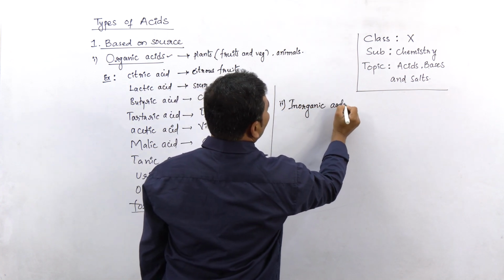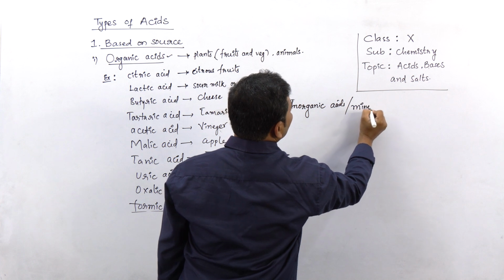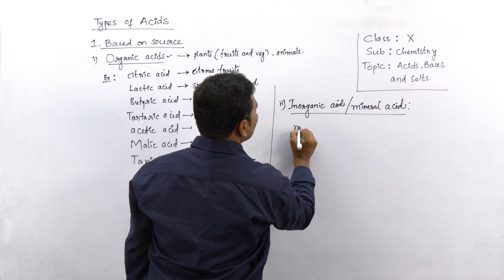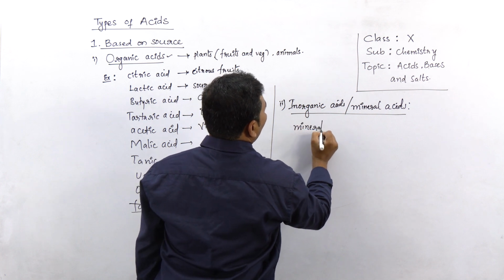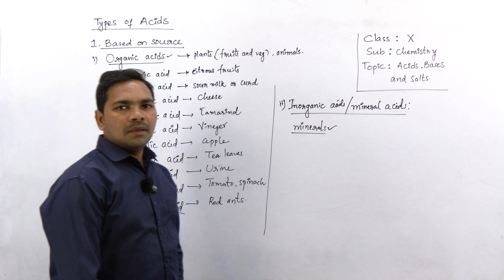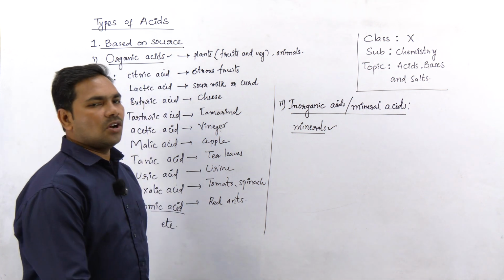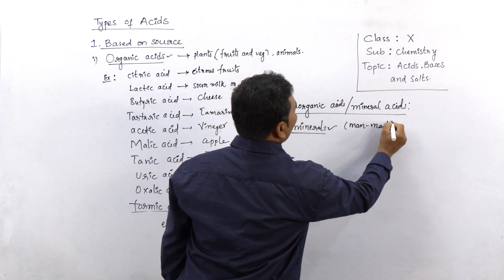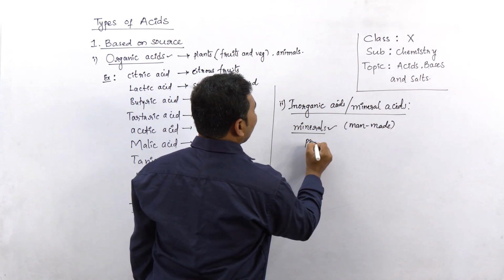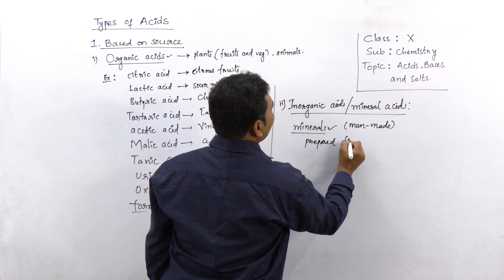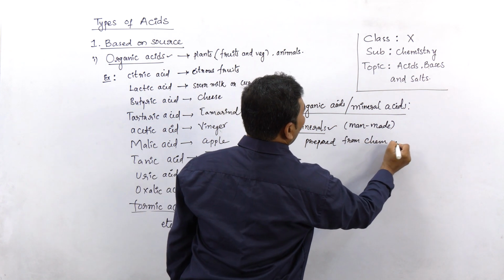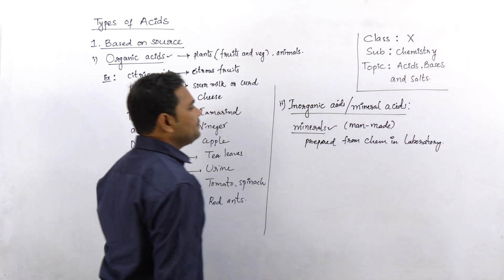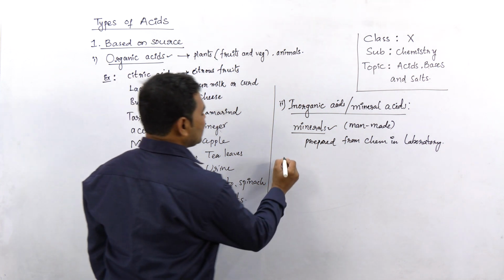Inorganic acids are also called mineral acids. The source of these acids is minerals. The acids that are obtained from minerals are called mineral acids, or these acids are also called man-made, artificial acids. So they are prepared from chemicals in the laboratory. What are the examples of inorganic acids?